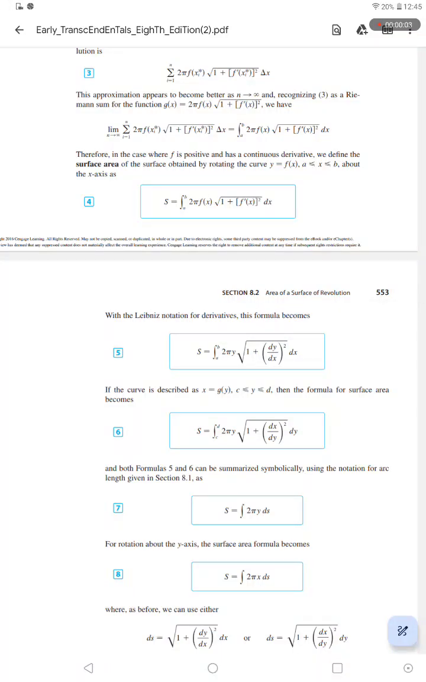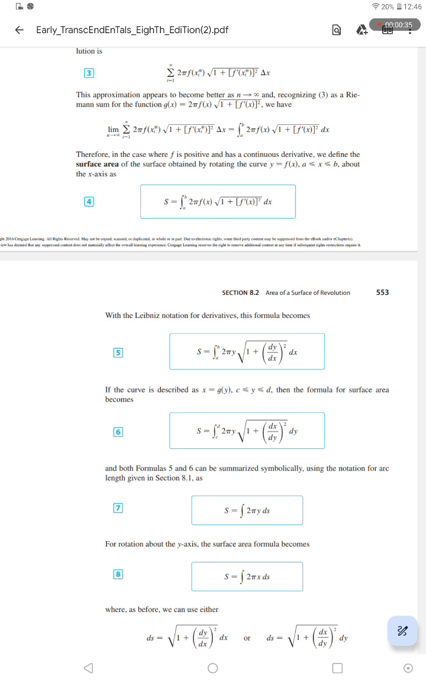This approximation appears to become better as n approaches infinity, and recognizing equation 3 as a Riemann sum for the function g of x equals 2 pi f of x times the square root of 1 plus open bracket f prime of x close bracket squared.